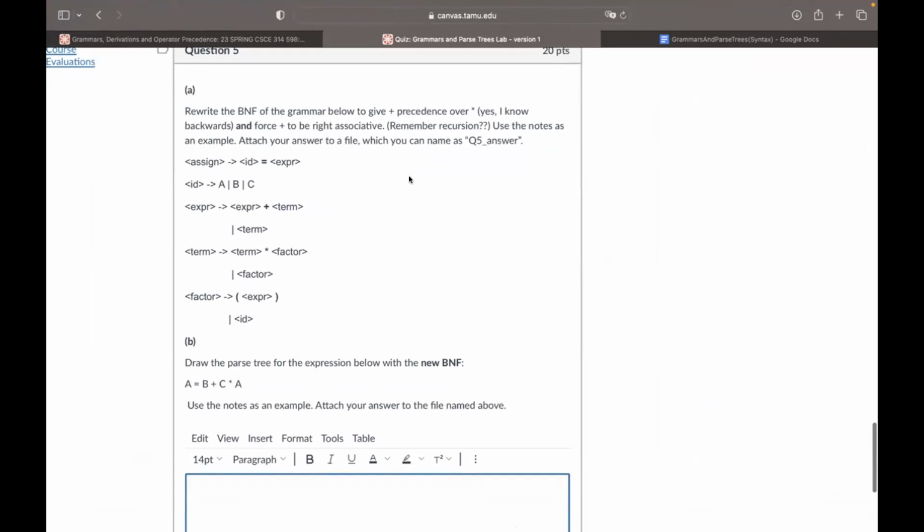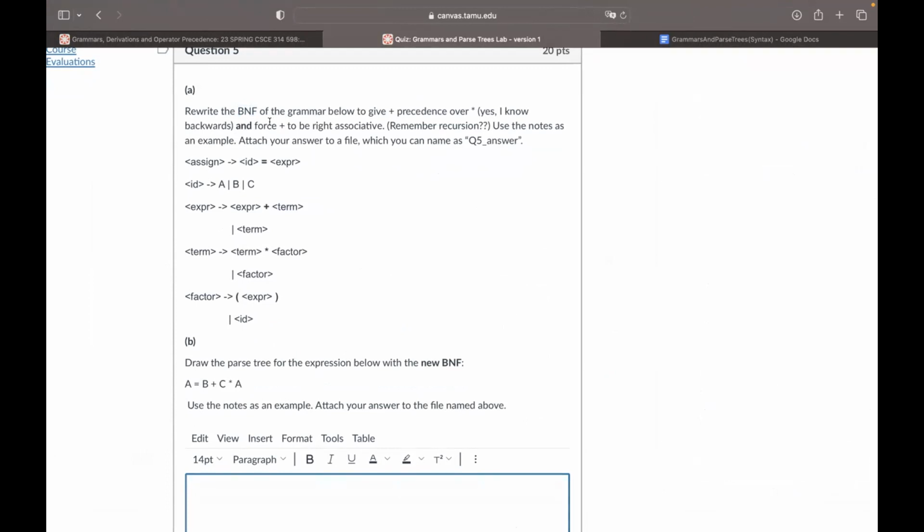All right, so do we know what BNF means, anyone? I don't remember what it stands for, but it's like a different way of describing it, I think. BNF. Yeah, I don't remember what that means, but I think I understand the rest of it. Give plus precedence over star. So plus, addition, comes before multiplication, and then force it to be right associative. Use the notes as an example.